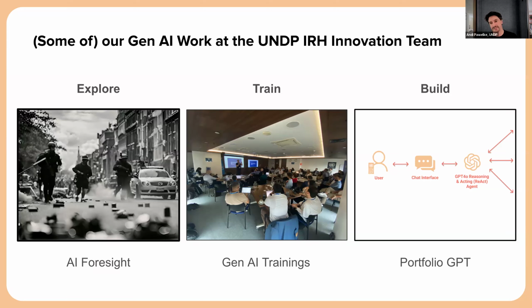So we do three things mainly. One is explore, so specifically around using AI for foresight, particularly futures work. We use a lot of generative AI video, audio, visual content to produce speculative futures that we then use in foresight work with different teams and partners.